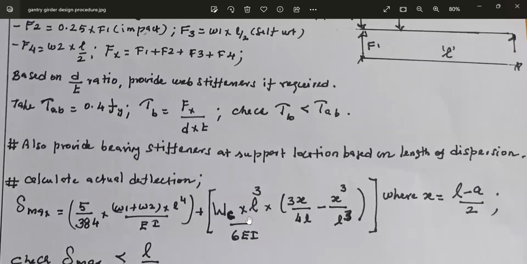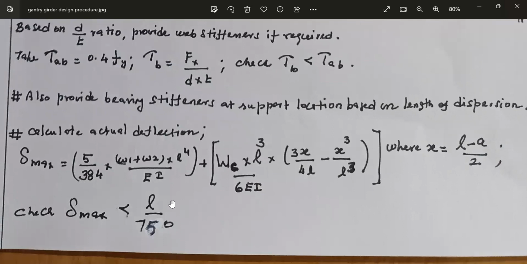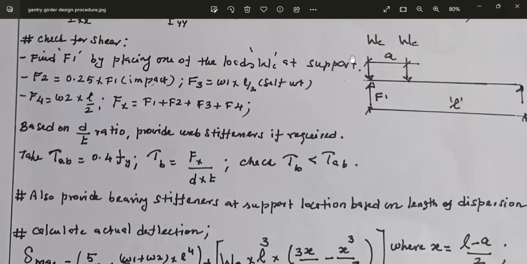Then the wheel load. The wheel load is placed at a distance of A from the midspan, where A is the spacing between the wheel loads. And this is the formula for the deflection due to the point loads. Here X is equal to L minus A by 2. The deflection so calculated should be less than L by 750. The allowable deflection for a gantry girder is L by 750. For normal beams, it is L by 300. For the gantry girder, the allowable deflection is L by 750. This completes the design procedure for the gantry girder.